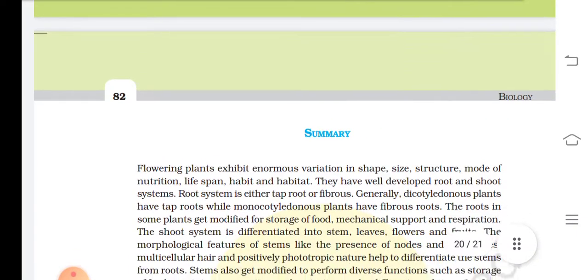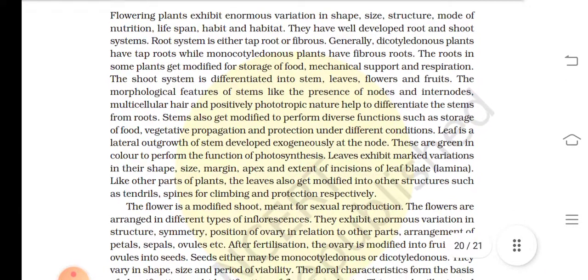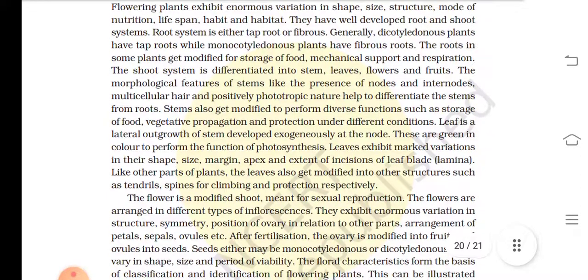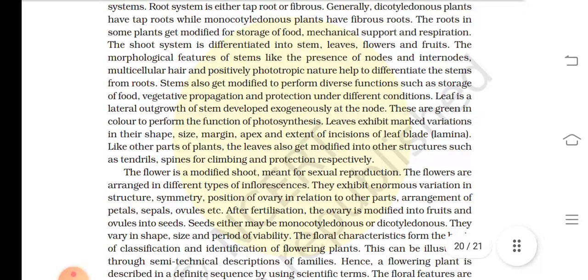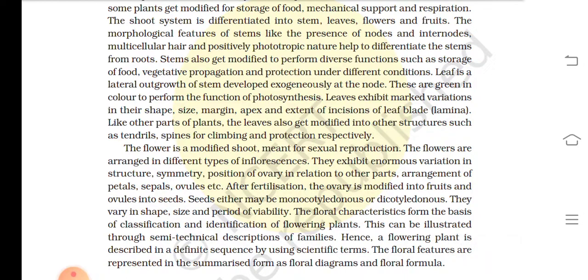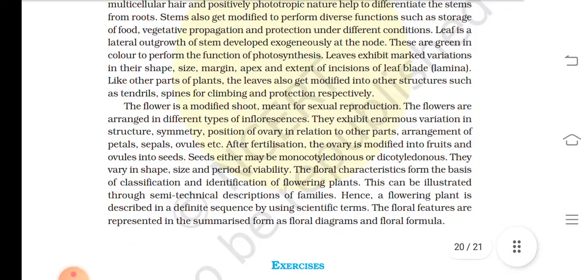Summary: flowering plants exhibit enormous variation in shape, size, structure, mode of nutrition, lifespan, and habitat. They have well developed root and shoot systems. Root system is either tap root or fibrous. Generally dicotyledonous plants have tap roots, while monocotyledonous plants have fibrous roots. The roots in some plants get modified for storage of food, mechanical support, and respiration. Morphological features of stem, like the presence of nodes and internodes, multicellular hair, and positively phototropic nature, help to differentiate the stems from roots. Stems also get modified to perform diverse functions such as storage of food, vegetative propagation, and protection under different conditions.